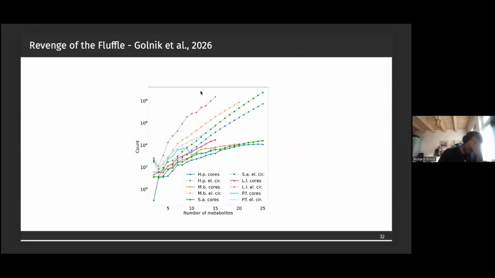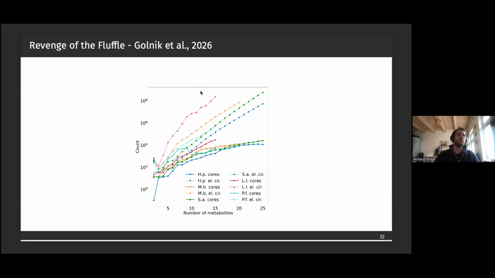But there's one thing that was still a problem. If you're interested only in the enumeration of autocatalytic cores, then the problem is that the number of elementary circuits dramatically increases, and in some networks and graphs, they grow super exponentially. And the question was, could we do something about this? Because we now know about the structure of autocatalytic cores. They are represented as fluffles. So can we do something so that we don't have to enumerate actually all the elementary circuits?